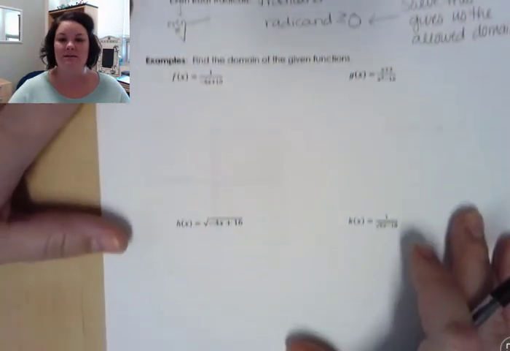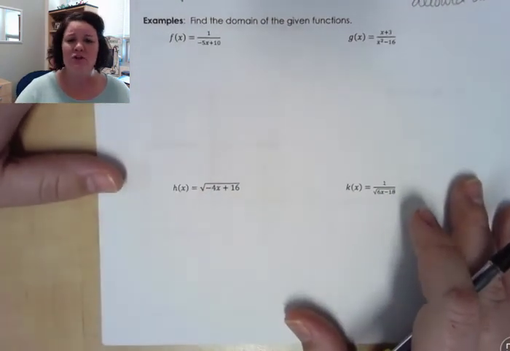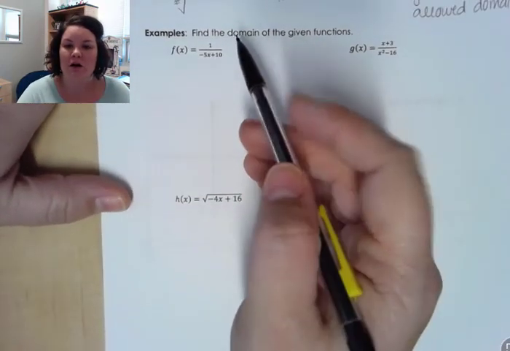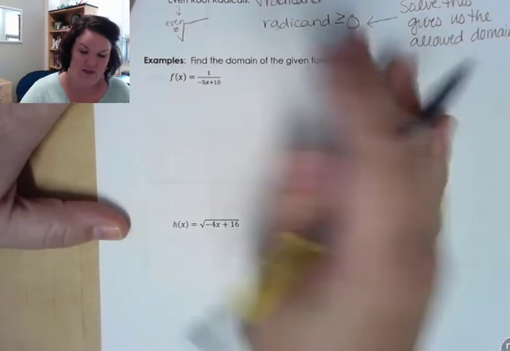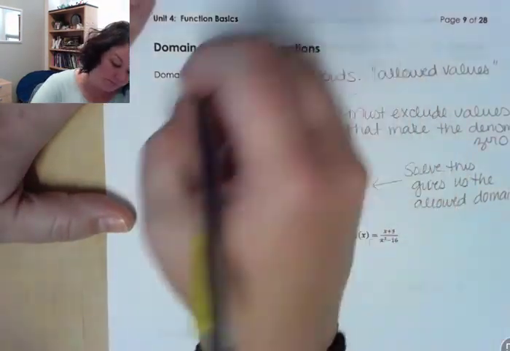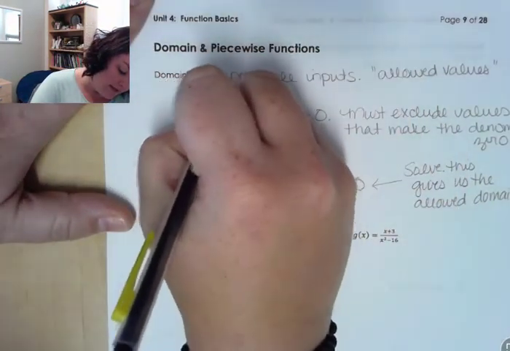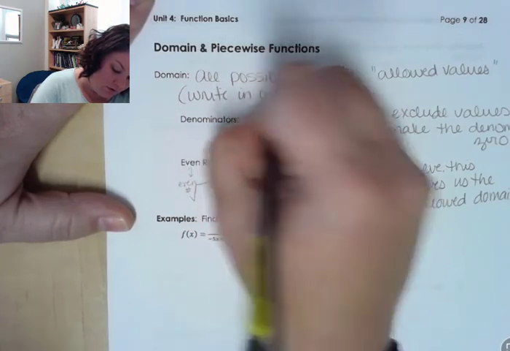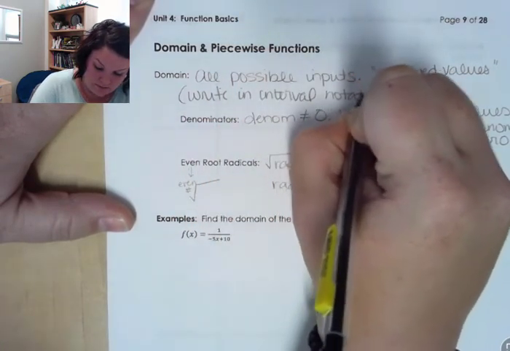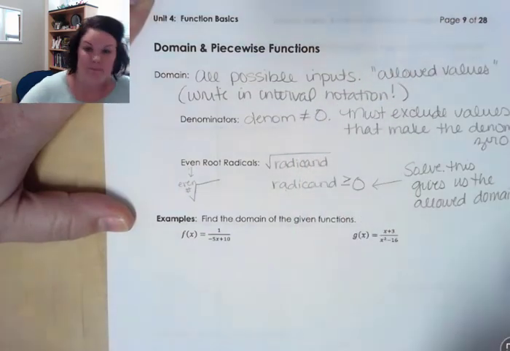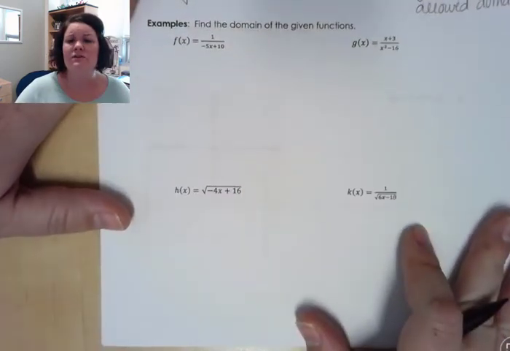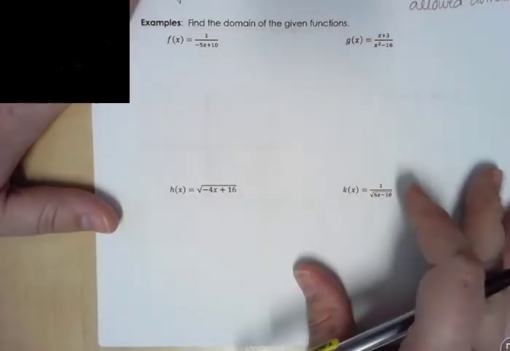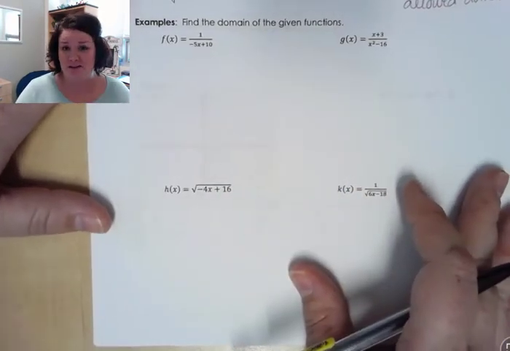Okay, so let's look at some examples here. First one, we're finding the domain, and we always write our domain in interval notation. Let me write that back up here. Write in interval notation. Okay. Interval notation is something that hopefully you've seen coming into this class, but if not, it shouldn't be something that's too terribly hard to grasp.